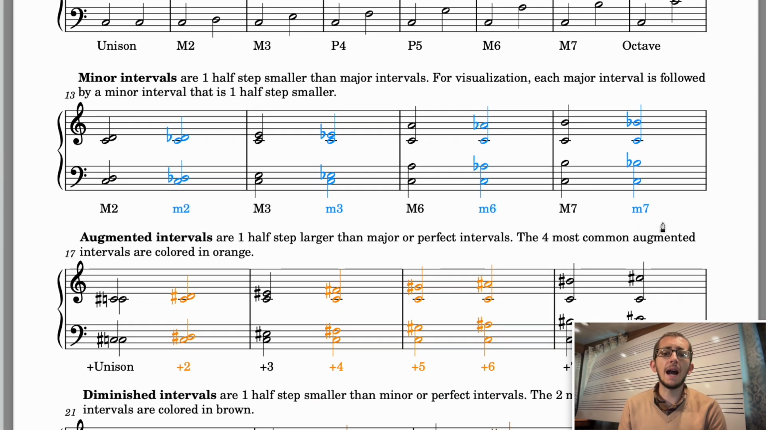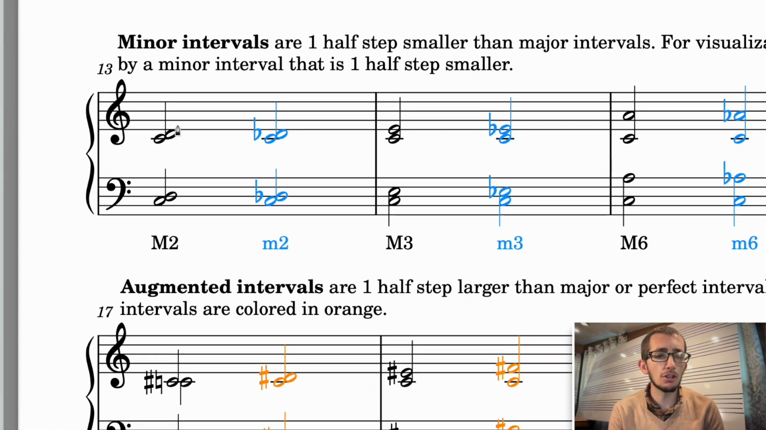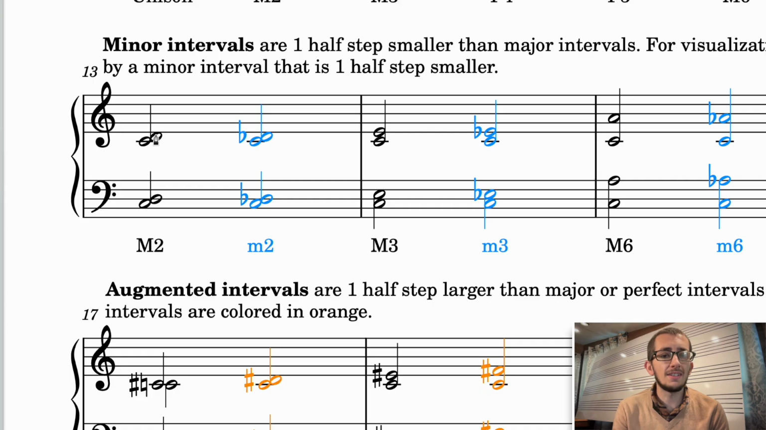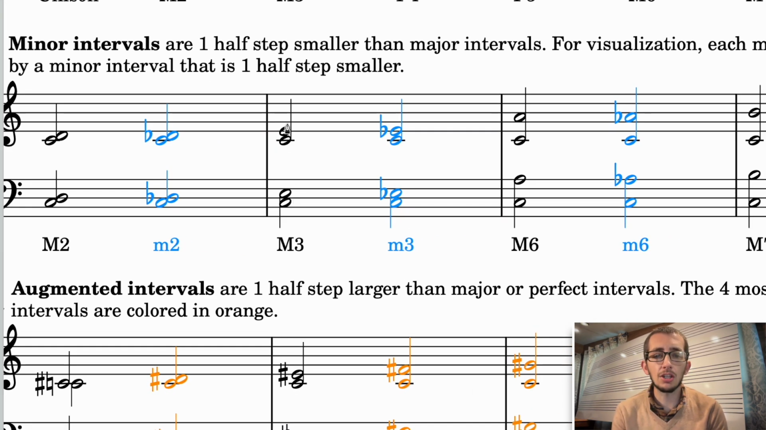Now, moving on to minor intervals. Minor intervals are 1/2 steps smaller than major intervals. If we remember, the distance from C to D is a major second. If we lower that D by a 1/2 step and call it D flat, we will get a minor second. Minor because it's just 1/2 step lower than its major second. C to D is a major second. C to D flat is a minor second. C to E is a major third. And if we lower that E by a 1/2 step, C to E flat, we get a minor third.